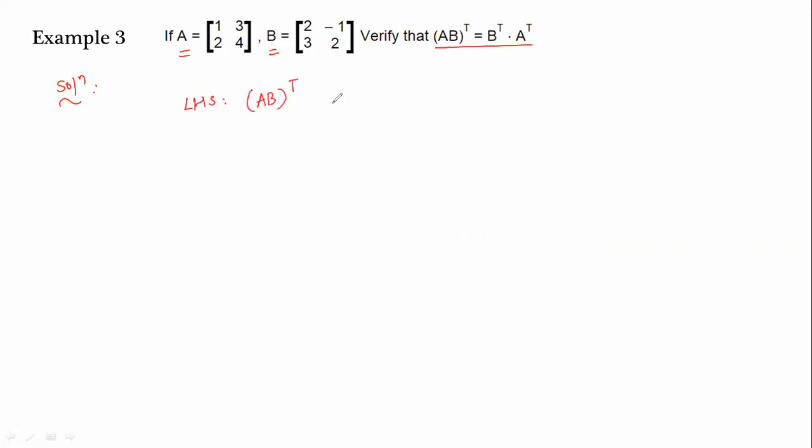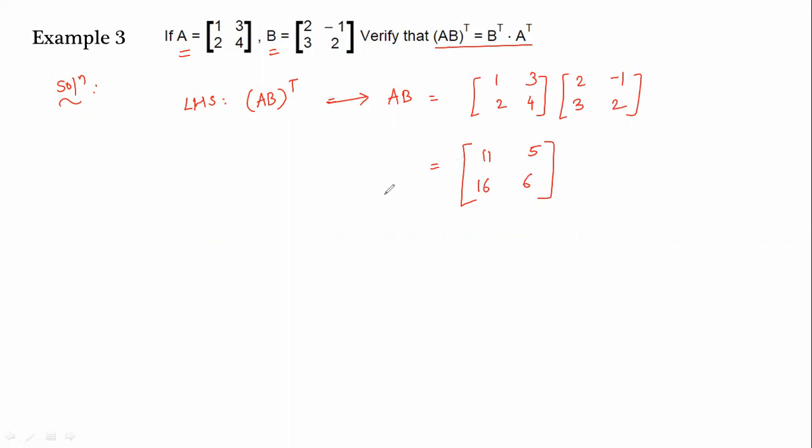AB transpose. Find out first AB. What will be AB? We have [1, 3; 2, 4] multiplied by [2, -1; 3, 2]. So 1 into 2, 2 plus 9. Minus 1 plus 6. 4 plus 12. Minus 2 plus 8. This is your AB.